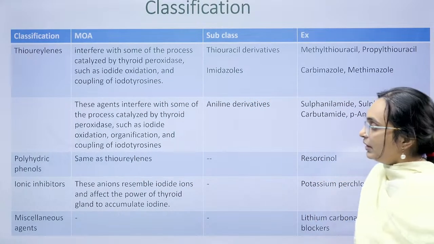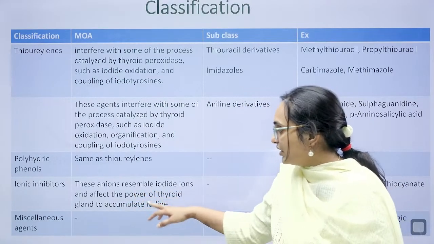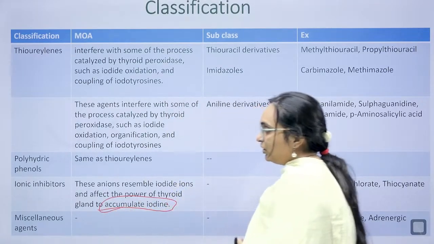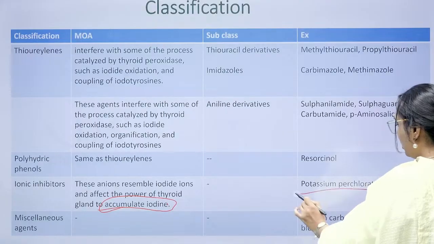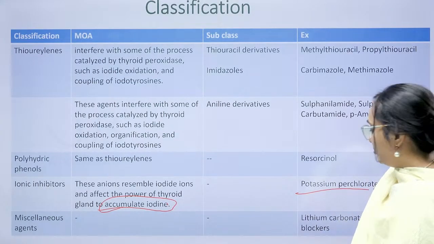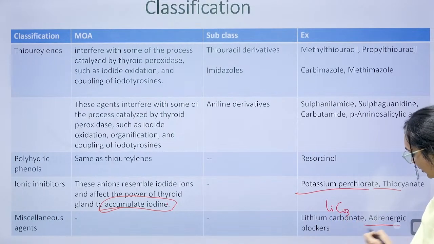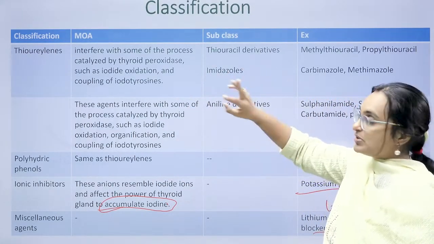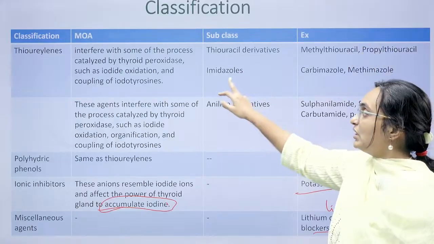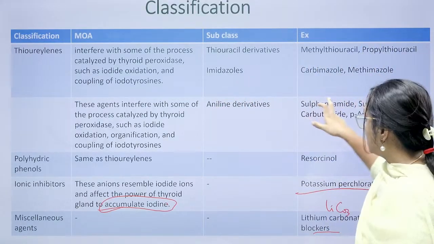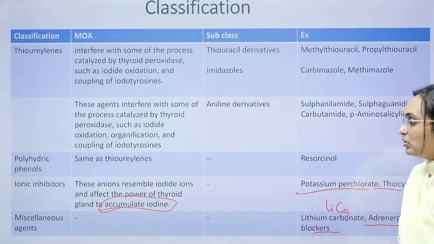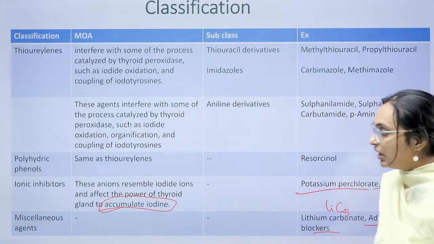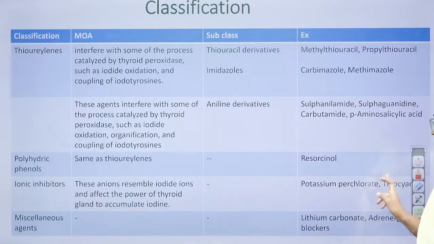Example is resorcinol. Ionic inhibitors: these anions resemble iodide ions and affect the ability of the thyroid gland to accumulate iodine, so they inhibit iodine accumulation. Examples: potassium perchlorate, thiocyanate. Miscellaneous agents: lithium carbonate and adrenergic blockers. To summarize, thioureylenes are divided into three types: thiouracil derivatives, methylthiouracil, propylthiouracil; imidazoles, carbimazole, methimazole; aniline derivatives, sulfonamide, sulfaguanidine, carbutamide, para-aminosalicylic acid; polyhydric phenols, resorcinol; ionic inhibitors, potassium perchlorate and thiocyanate; miscellaneous agents, lithium carbonate, adrenergic blockers.